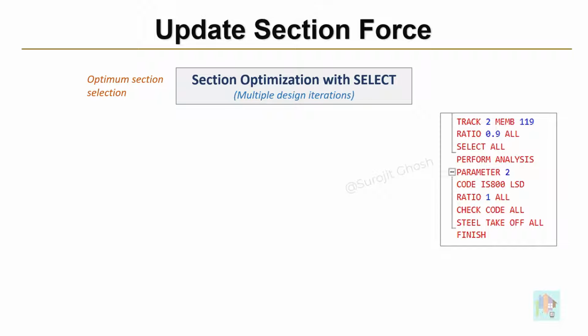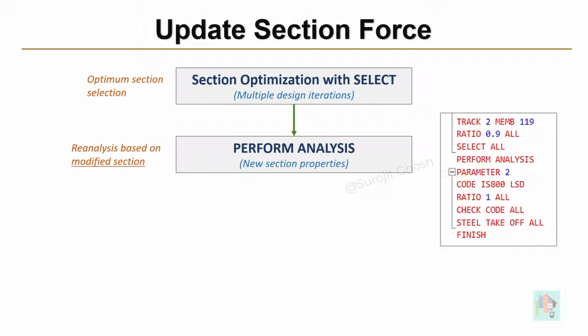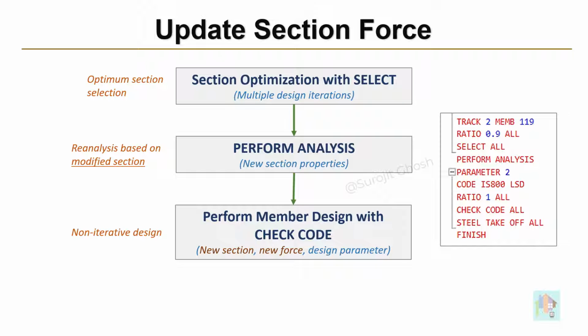For this, every select command must be followed by a performance analysis command. This is also suggested in that warning. Then we need to add a check code command to verify if the optimum section passed the design check with modified section force. This is the correct sequence for optimization.